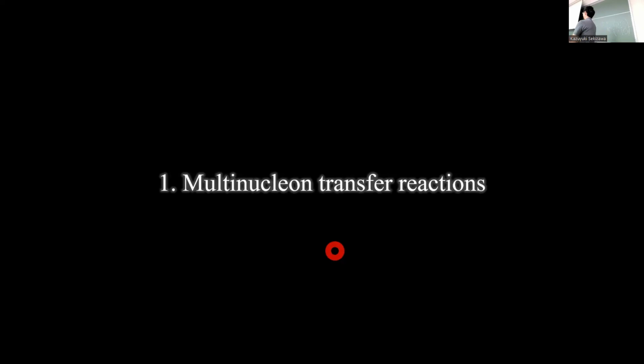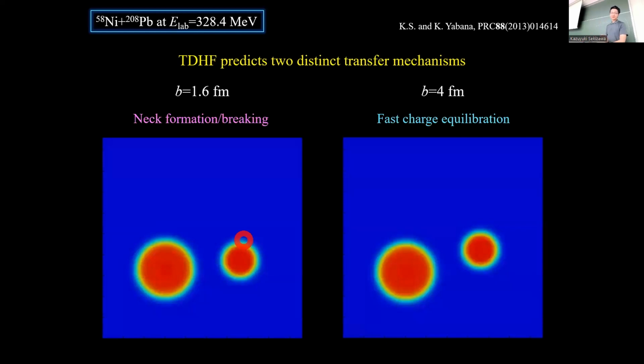Okay, first one is multi-nucleon transfer reactions. Now I will show some animations. This is a case of collision of nickel 58 on lead 208 at energy very close to the Coulomb barrier. Those are two cases with different impact parameter.